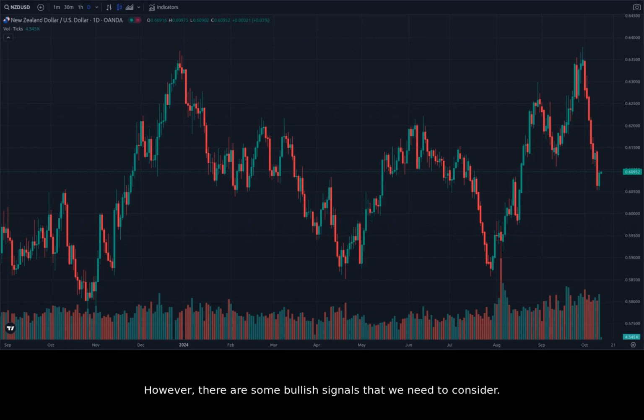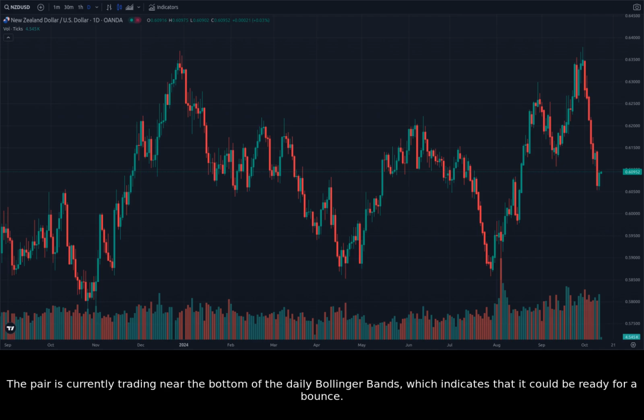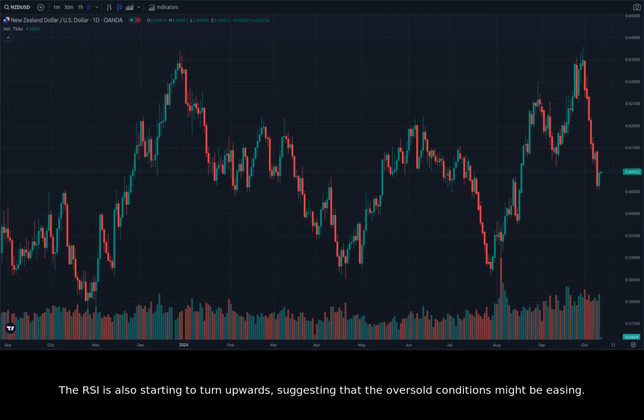However, there are some bullish signals that we need to consider. The NZDUSD has been consolidating for the past few days, suggesting that the downward momentum might be slowing down. The pair is currently trading near the bottom of the daily Bollinger Bands, which indicates that it could be ready for a bounce. The RSI is also starting to turn upwards, suggesting that the oversold conditions might be easing. A break above the 200-day SMA could signal a change in sentiment and potentially trigger a short-term rally.